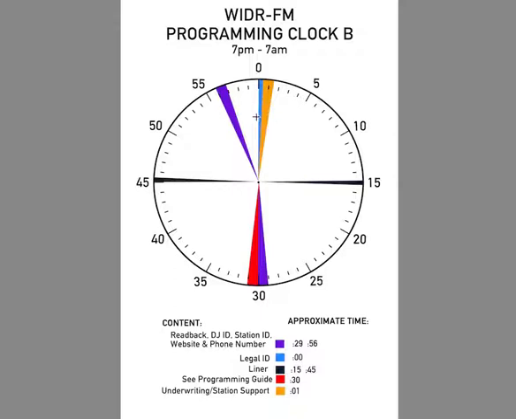So with clock B, I have to do a lot less imaging. At the top of the hour, I still have to do a legal ID and an underwriting, and then all of this is just music. This is a liner. I've got to play the liner, but the liner is just the station ID, not even a legal ID. It's just a station ID, and you can find real short liners on iTunes, or you can just pop in and say, you're listening to WIDR FM, really quickly.